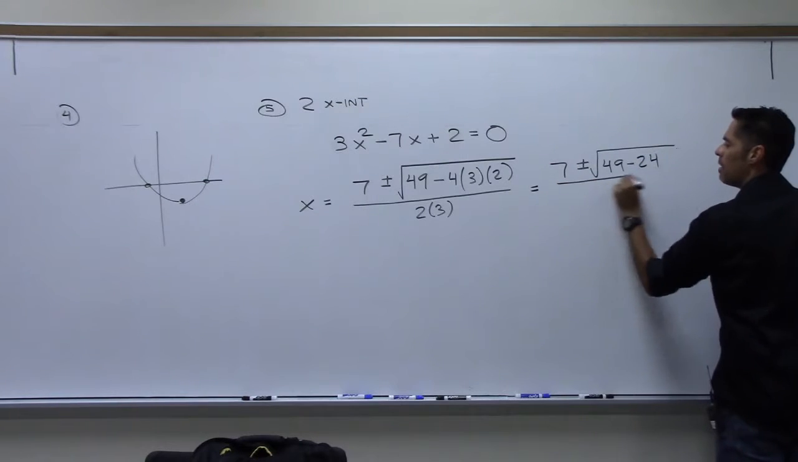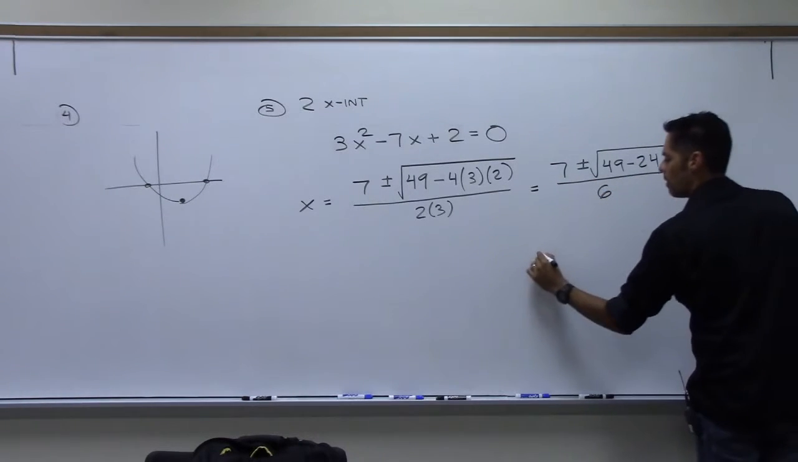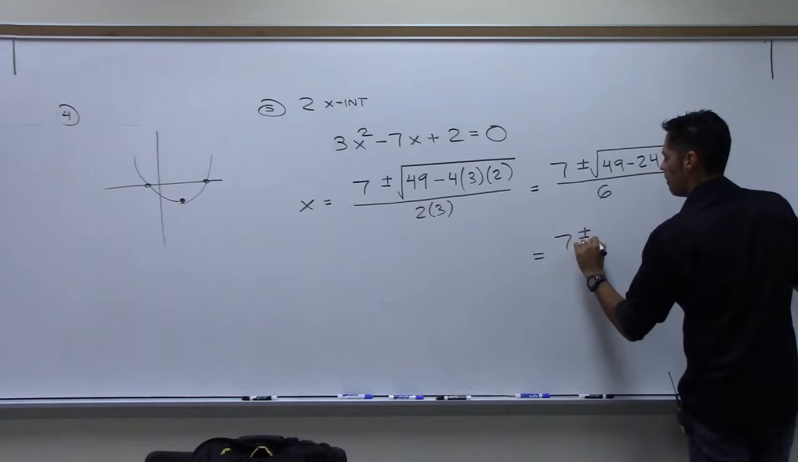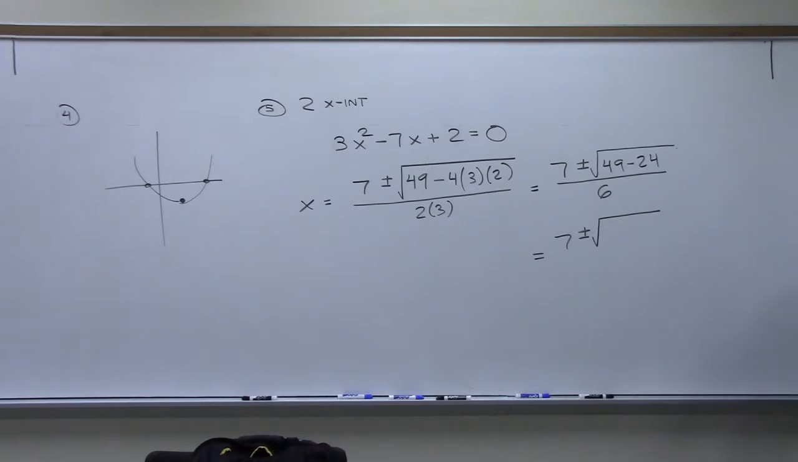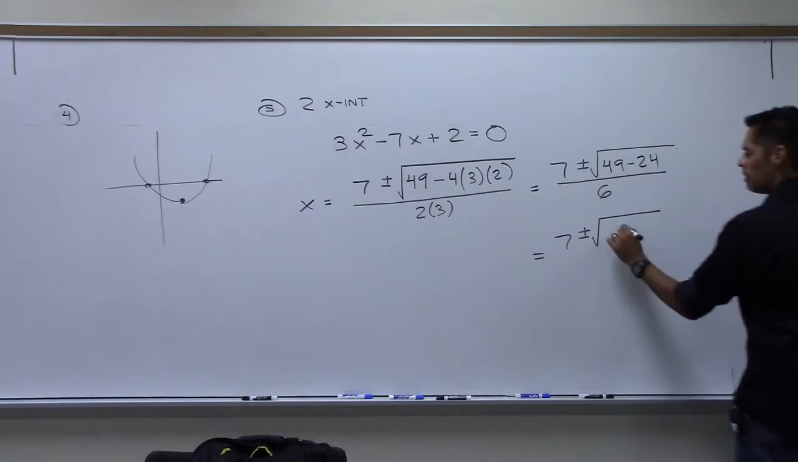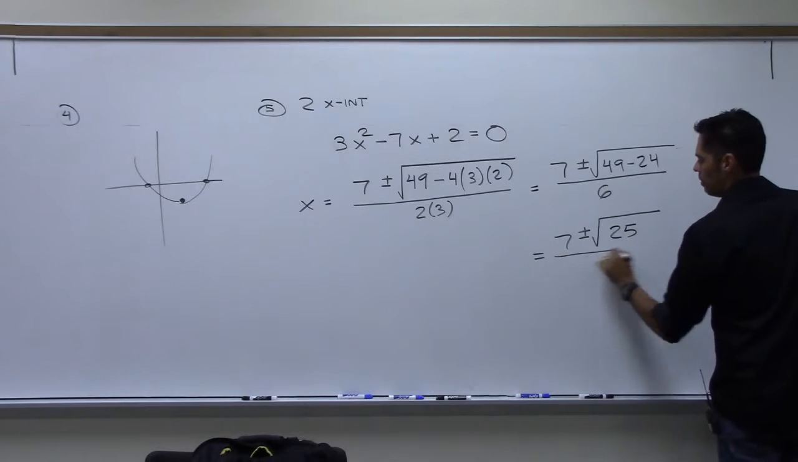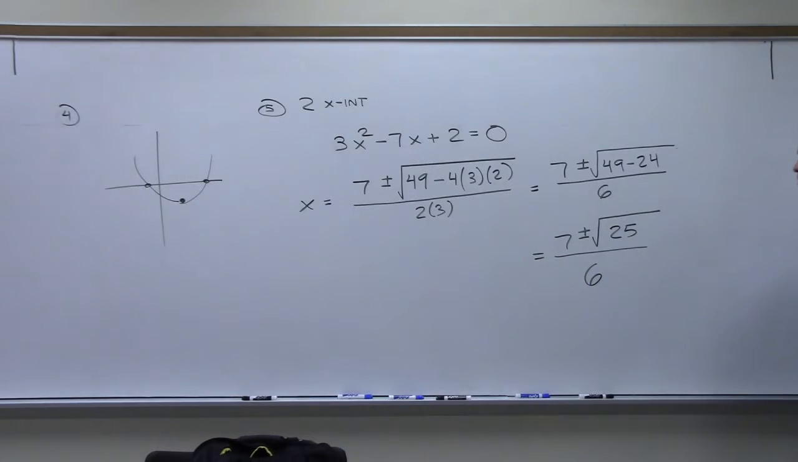And what is 49 minus 24, Caesar? No idea? 25? Use 25. And you recognize that, Caesar, right? Square root of 25 as being something nice. So that turns into 5.